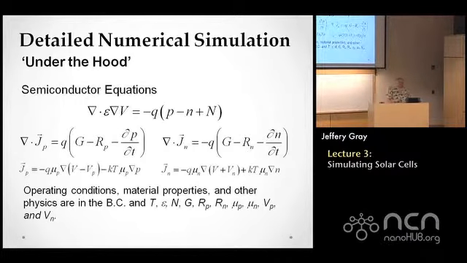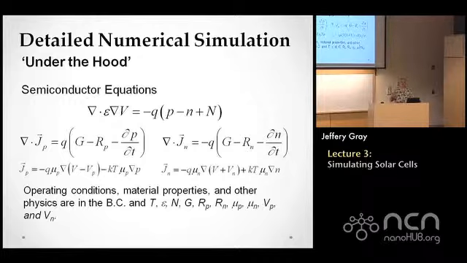Okay, so now we're going to get to the under the hood part. So this is the semiconductor equation. We have Poisson's equation, the continuity equations, and then the transport equations. So it's relatively three partial differential equations with some auxiliary equations for the currents. And the operating conditions, material properties, and other physics are in the boundary conditions, and the parameters that appear throughout. There's temperature, dielectric constant, traps, which includes doping, generation rate, recombination rates, mobilities.